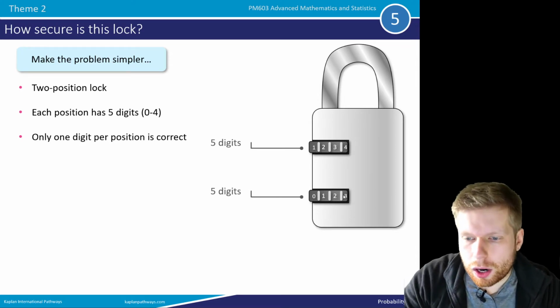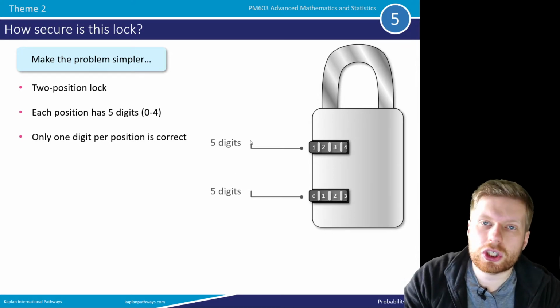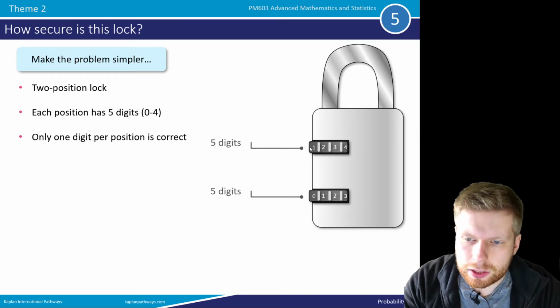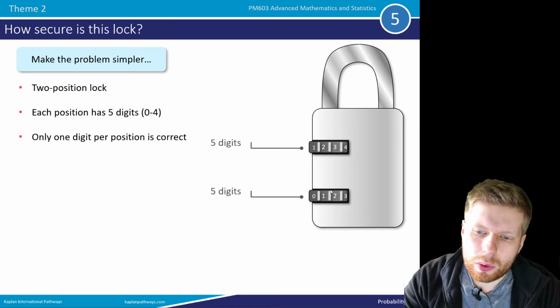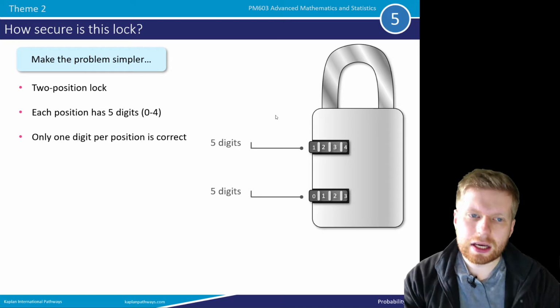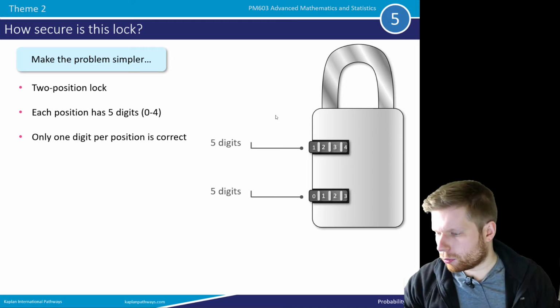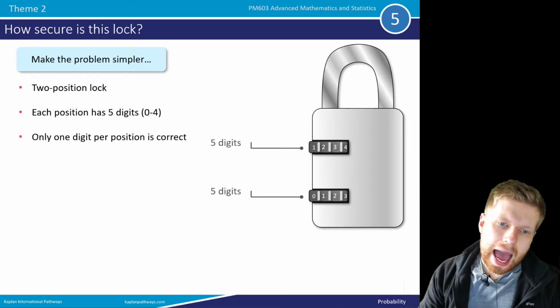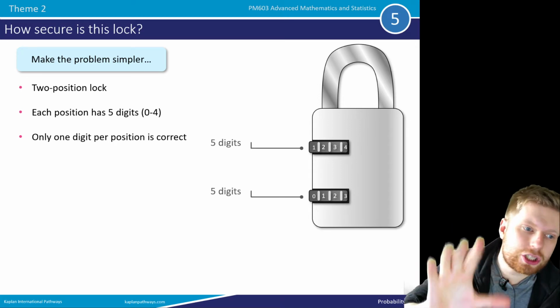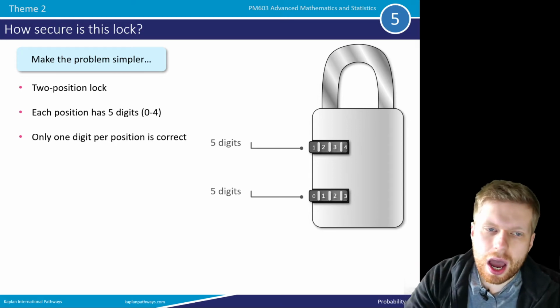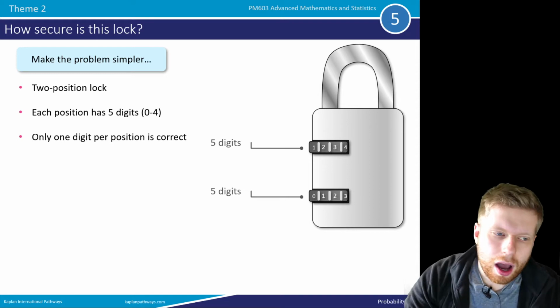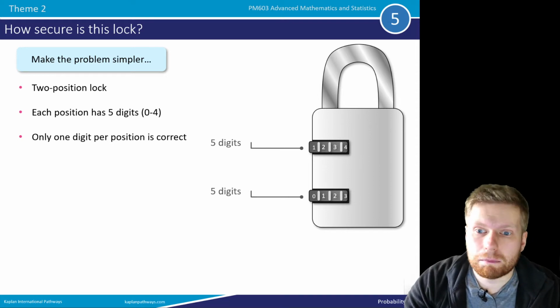Okay, so position 1, position 2, and there's only 5 digits which you can choose from in each position. So the digits 0 to 4, let's say, and again, only 1 digit per position is correct. Well, I think because it's a slightly simpler example, there's only 2 wheels, there's only 2 positions, and now there's only 5 digits in each of the wheels, in each of the positions, I think we can actually draw out every single possible outcome, okay?